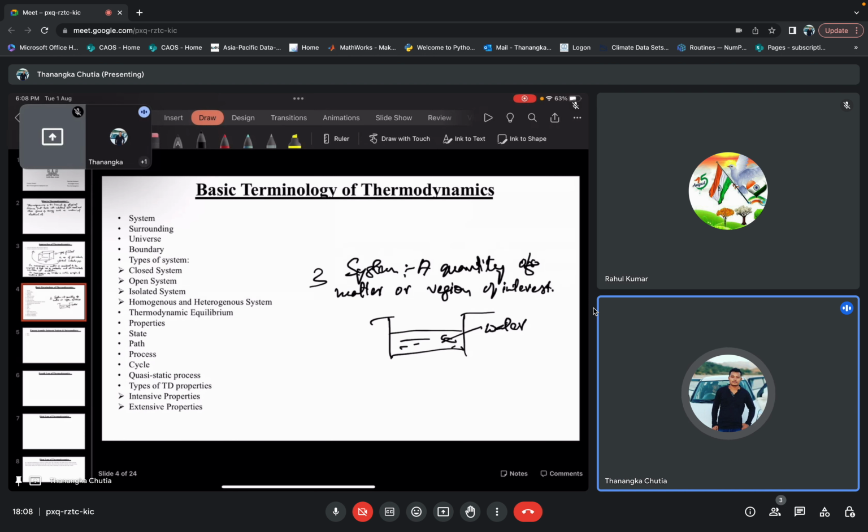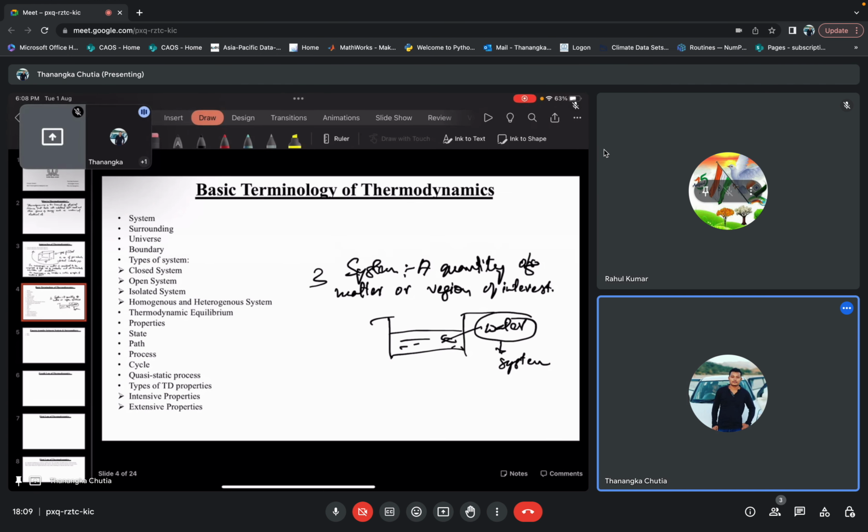So that means my system becomes my water. Now suppose I am considering that the environment, whatever is away, whatever is except water, whatever is surrounding the water, that is my concern. That means I want to study what is the change in temperature due to the boiling of water, what is the change in volume due to the boiling of water, etc.